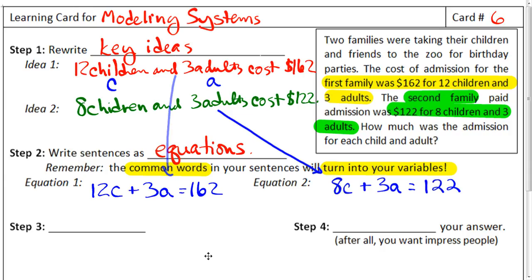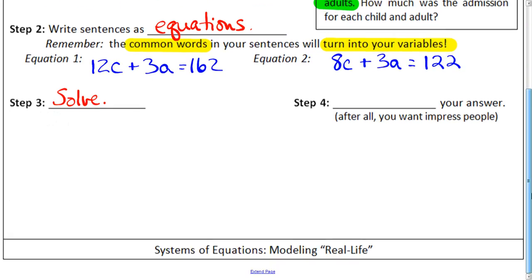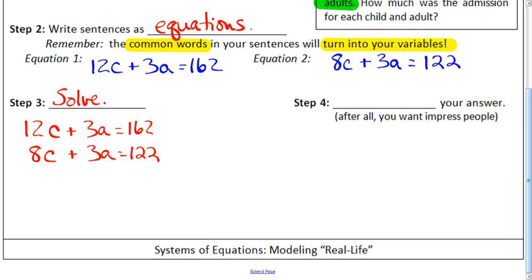Now from there, step 3, what we're going to do is we're going to go through and solve. And this should already be right in your wheelhouse. We did a quiz on this. You have a learning card for this. We've been doing it off and on over the last 2 weeks. So we're going to take, now again, when you write this stuff out, you may have already written your 2 equations in a very, very nice, neat form. We're going to go ahead and do this. So I've got 12C plus 3A is equal to 162. And I have 8C plus 3A is equal to 122.